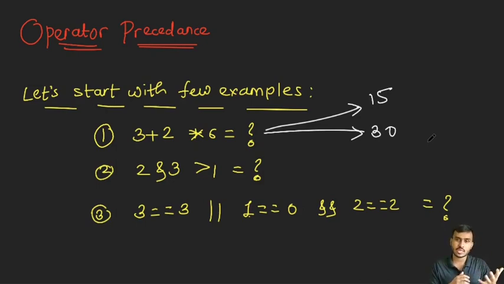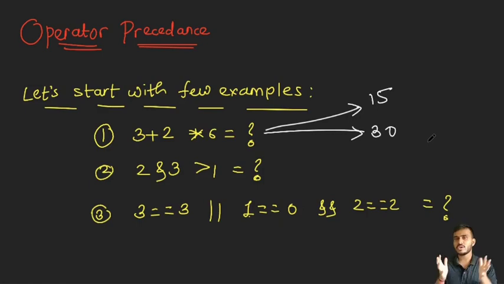Similarly for the associativity. We are going to come to the associativity part, and I'm going to explain what is the associativity and how it is different from precedence. But right now we are just discussing the precedence. So I hope you have got the idea behind what precedence is and why it is required.